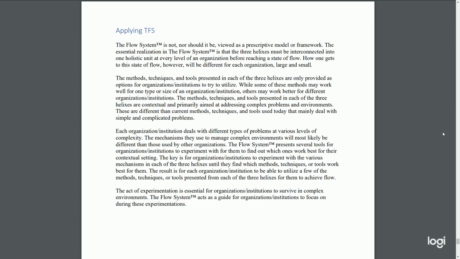The key is for organizations, institutions to experiment with the various mechanisms in each of the three helixes until they find which methods, techniques, or tools work best for them. The result is for each organization, institution to be able to utilize a few of the methods, techniques, or tools presented from each of the three helixes for them to achieve flow. The act of experimentation is essential for organization, institutions to thrive in complex environments. The flow system acts as a guide for organizations, institutions to focus on during these experimentations.